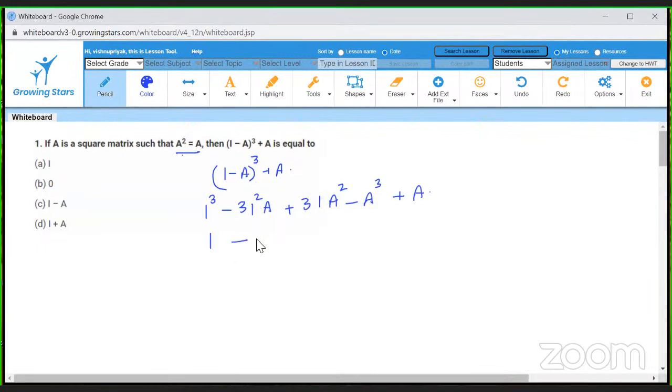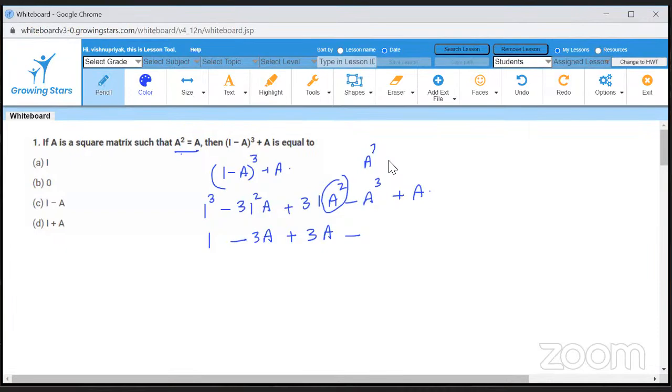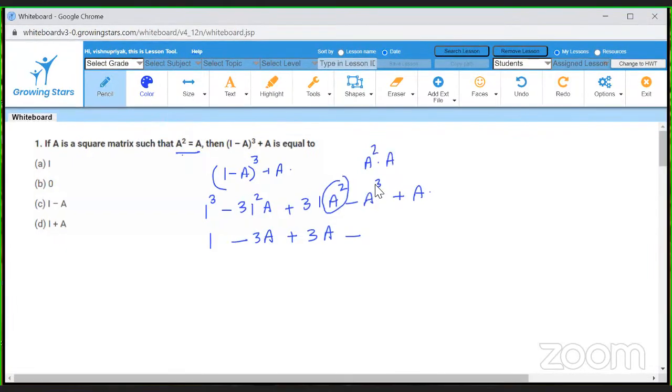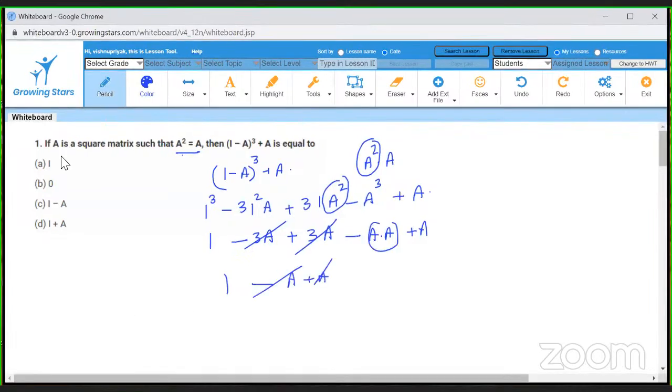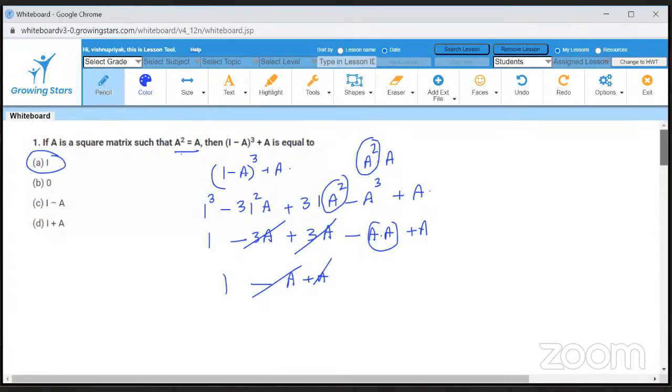I square will be I, so minus 3A. Plus 3, A square is A. Minus, in this A cube also, A square into A. So this A square, we will write it as A into A, plus A. These two will cancel. I minus A square you can write as A, plus A. So only I is left. This is how you get the first option correct.